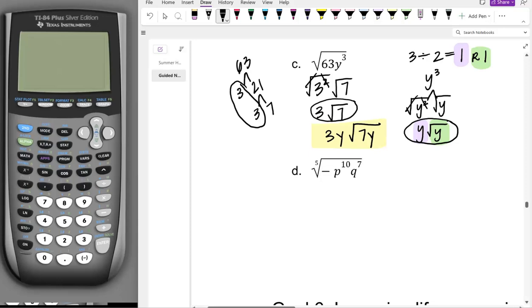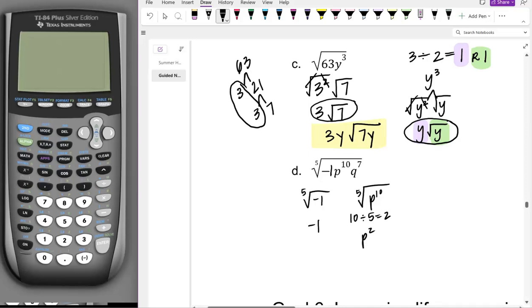Now we have the fifth root of negative p to the 10th, q to the 7th. All right, for the next one, you have to pay attention that this coefficient is a -1. So first we have the fifth root of -1. This is an odd root of a negative, so that's fine. -1 times -1 times -1 times -1 times -1, 5 times, is going to be equal to -1. So the fifth root of -1 is simply -1. The fifth root of p to the 10th, we're going to take the power of 10 divided by 5. That gives us 2, exactly 2 with no remainder.